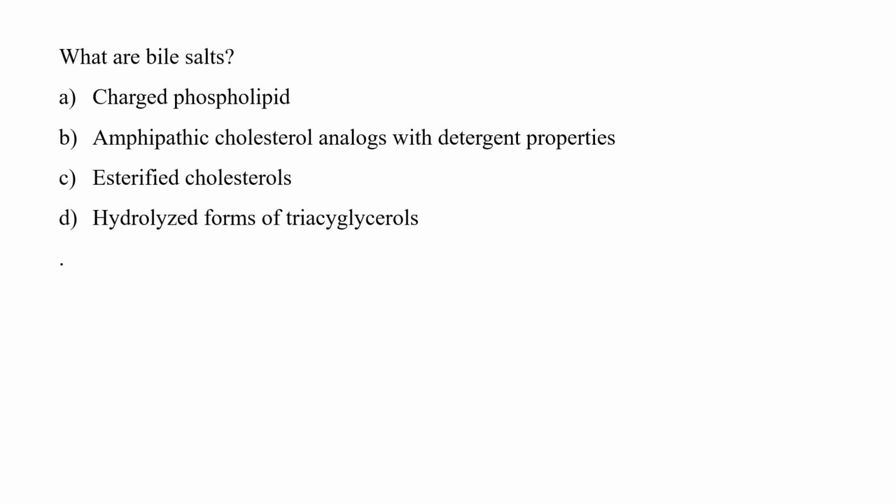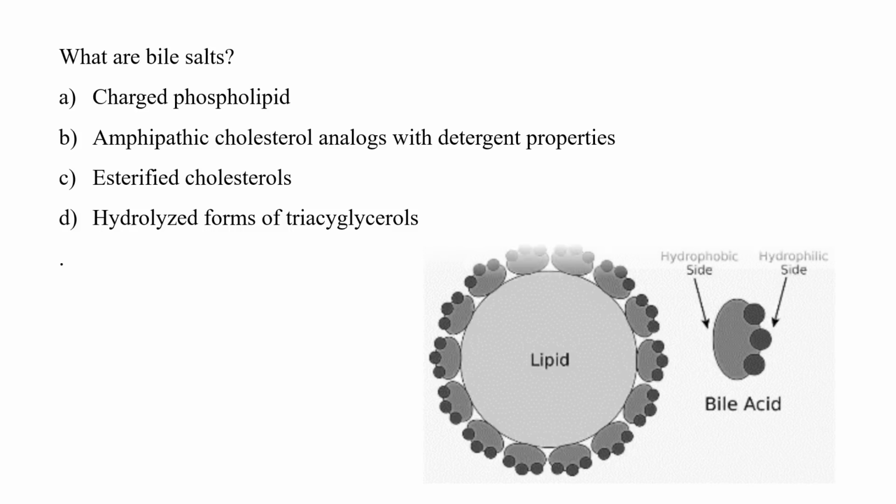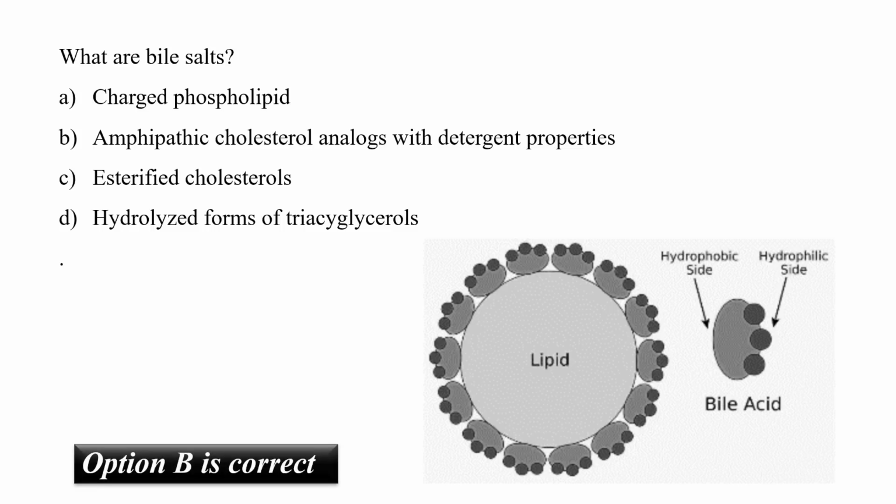What are bile salts? Charged phospholipid, amphipathic cholesterol analog with detergent properties, esterified cholesterol, or hydrolyzed form of a triglyceride? Naturally occurring bile salts are derived from cholesterol and are amphipathic detergent-type molecules. In water, they form micelles which are required for fat emulsification. So option B has to be the correct answer.